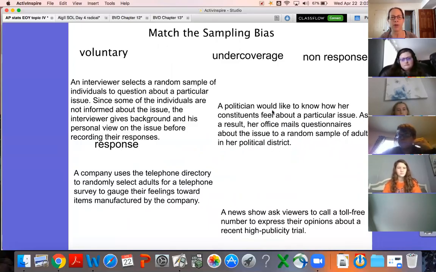All right, let's do this one. A politician would like to know how her constituents feel about a particular issue. As a result, her office mails questionnaires about the issue to a random sample of adults in her political district. What do you think that one's going to be?